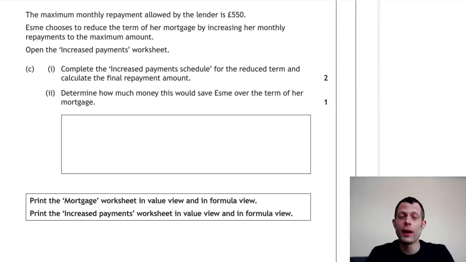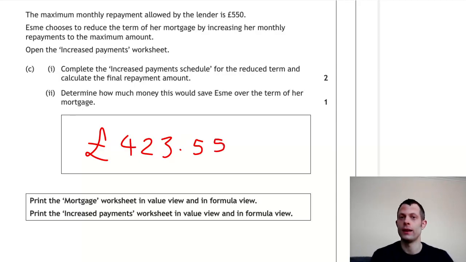Assume that they wouldn't give you the mark for part C, part 2 from the printout, but they have given us a box to fill in, so let's fill it in. The amount saved was £423.55. And again, just remember, make sure you print everything in value view and formula view. If you don't have formula view, they can give you some of the marks, but they can't give you all of the marks.